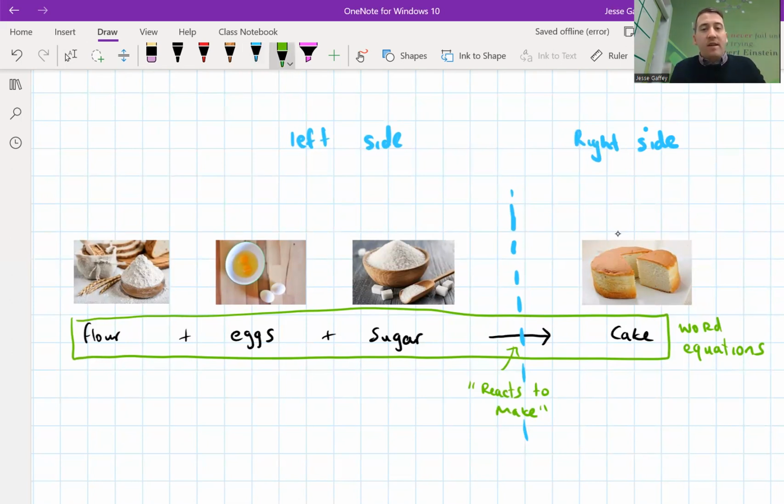And what this does is it separates the things on the left, which are the things that were there in the beginning, the things we put in at the start of the reaction. And then the things on the right, these are the things we produced by the time we got to the end of the reaction. These are what we have at the end.